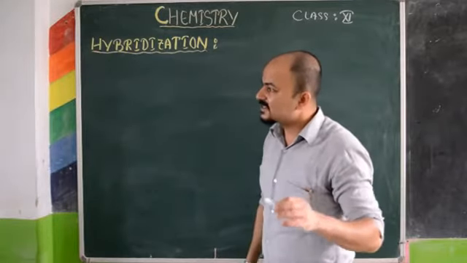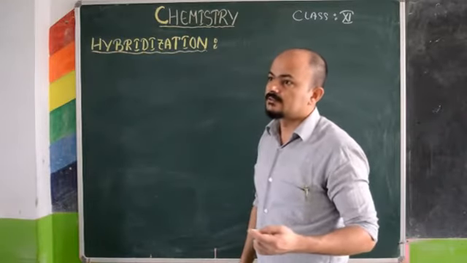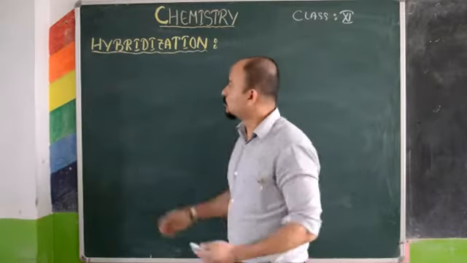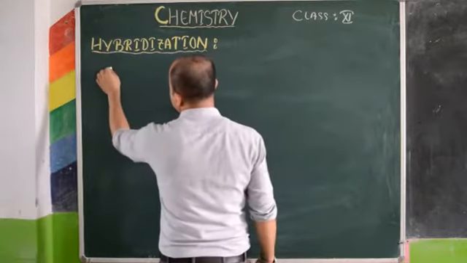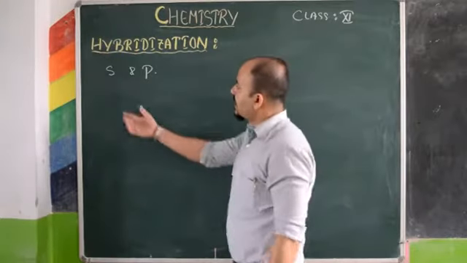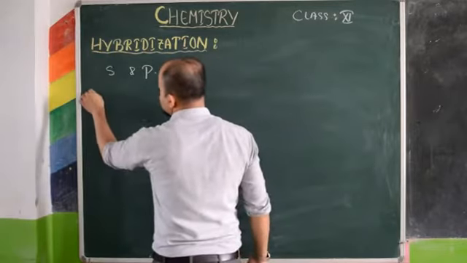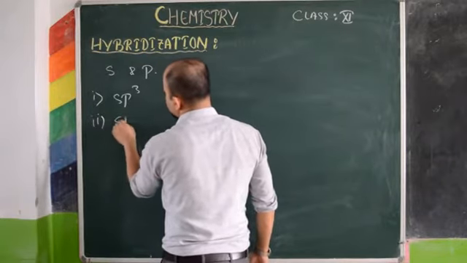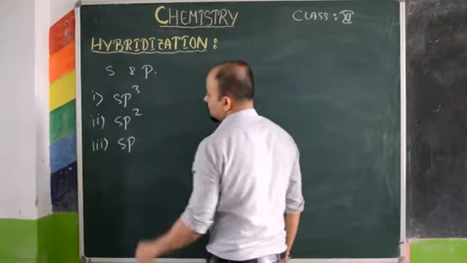To understand this better, let's take an example. Here, atomic orbitals are intermixed. Let's discuss s and p orbitals first. Whenever s and p orbitals are intermixed, they give rise to three different types of hybridization: number 1, sp3 hybridization; number 2, sp2 hybridization; and number 3, sp hybridization.